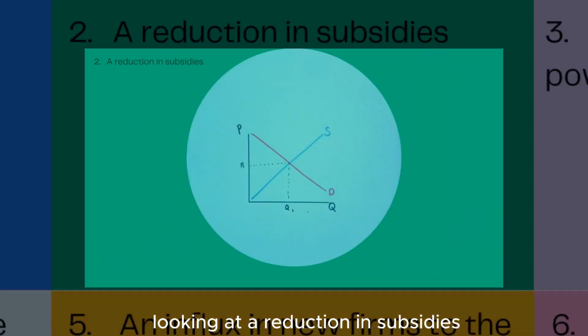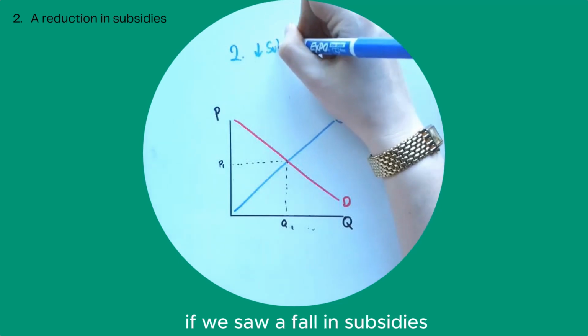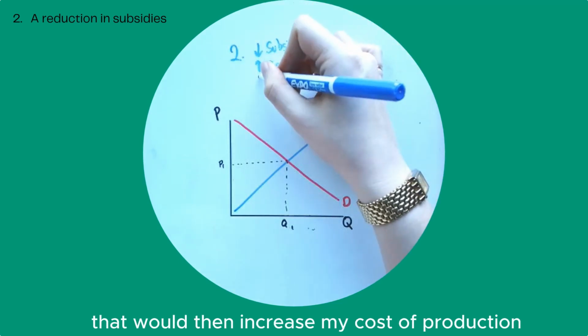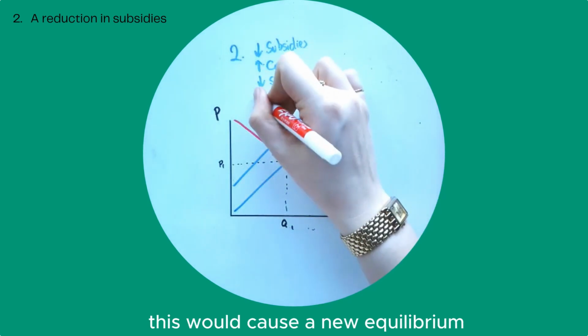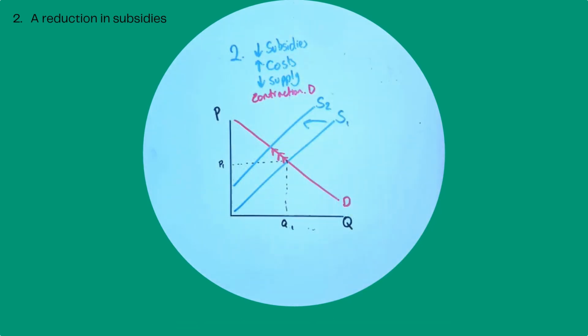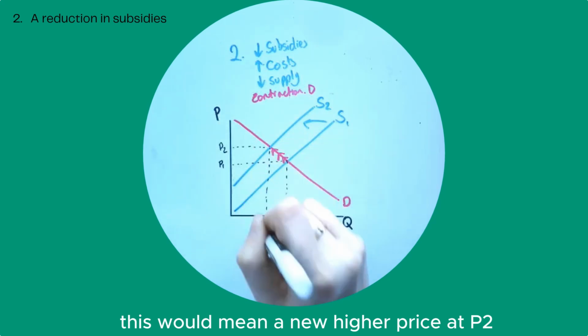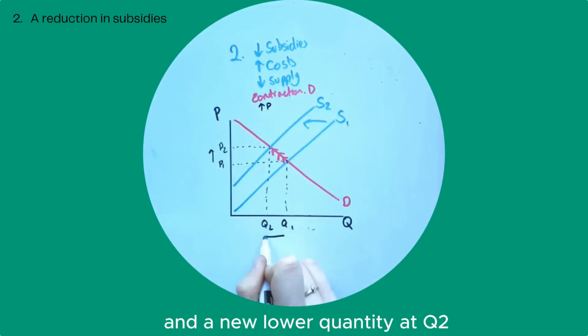Our next question is looking at a reduction in subsidies. If we saw a fall in subsidies, that would then increase my cost of production. This would reduce supply and it would shift to the left. This would cause a new equilibrium and a contraction along demand. This would mean a new higher price at P2 and a new lower quantity at Q2.